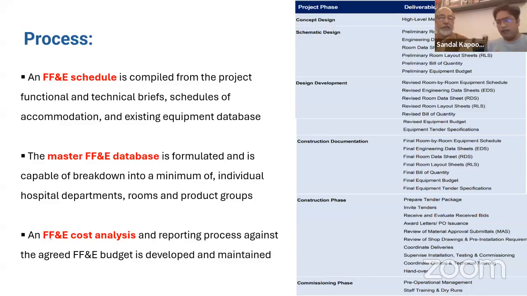Yeah. So once we have these furniture, fittings and equipment schedules with us, then we may start doing the cost analysis part of it. The cost analysis and reporting process against the agreed furniture, fittings and equipment budget is developed. So once we have our schedule, then we'll have some budget against it. So we need to understand what the budgets are and what the lists are that we are preparing.